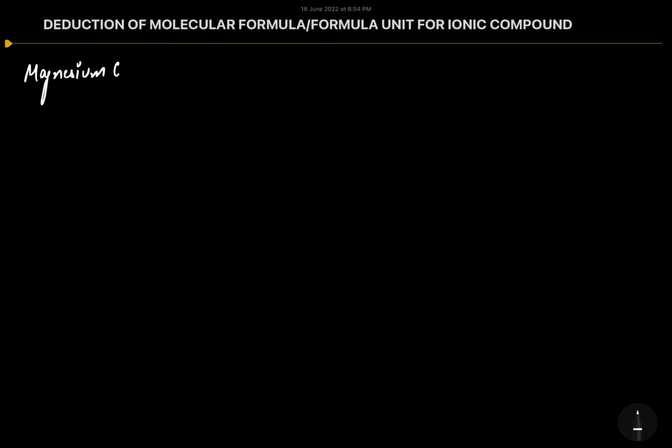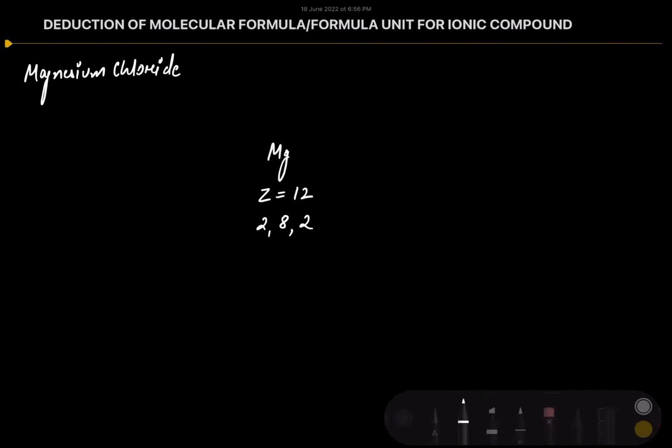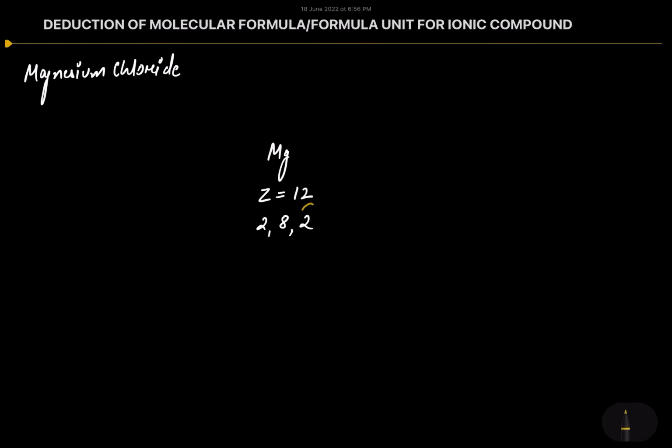For magnesium chloride, we have to deduce the formula unit. For that, let me first write the element magnesium. What's the atomic number of magnesium? It's 12. What will be the configuration? It will be 2, 8, 2. Here, magnesium will lose these two valence electrons to acquire the stable noble gas configuration of the nearest inert gas, neon.